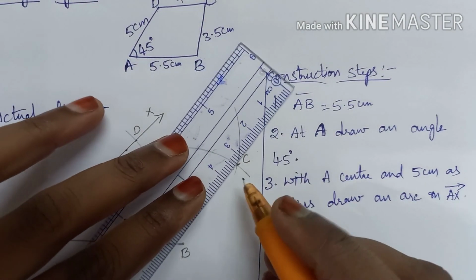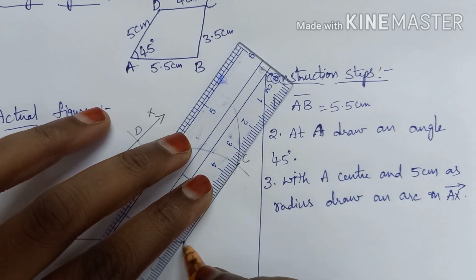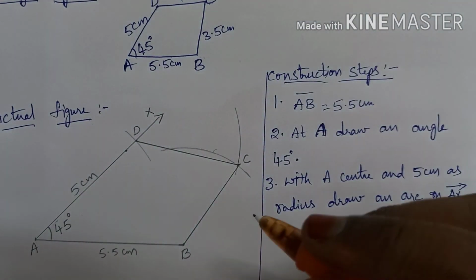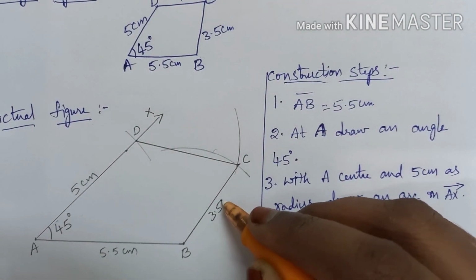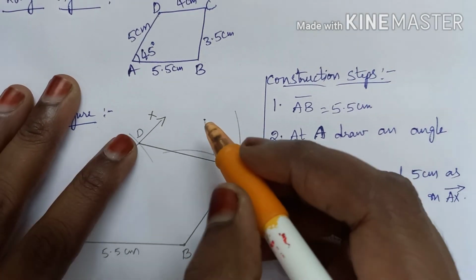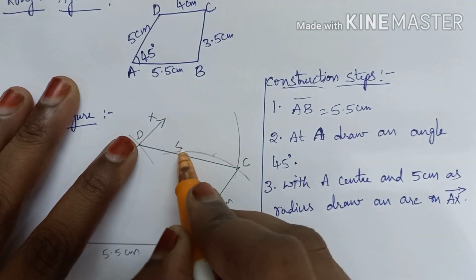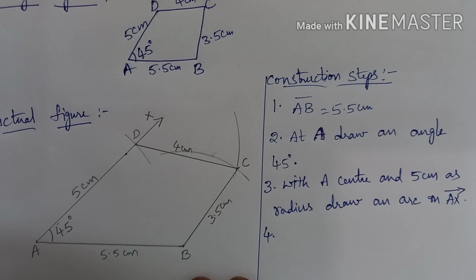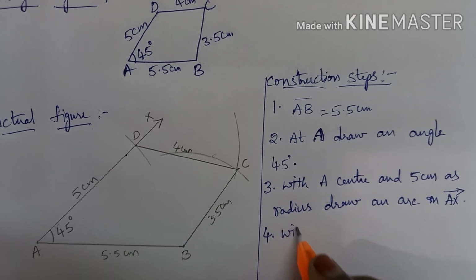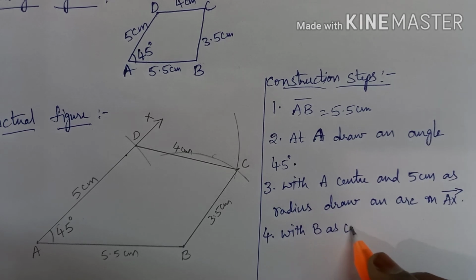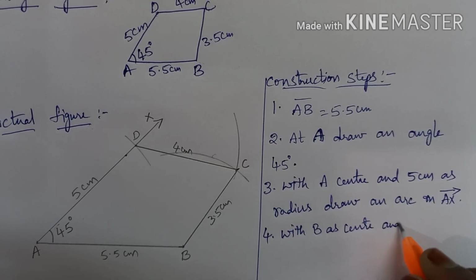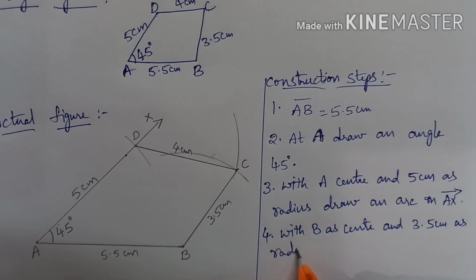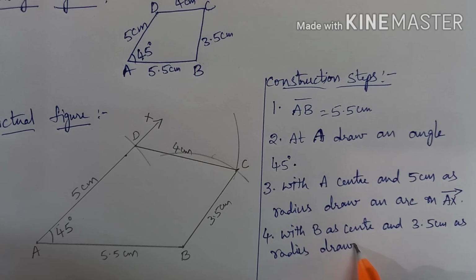So, join B and C, join C and D. So, BC is 3.5 centimeters and CD is how many centimeters? 4 centimeters. So, now again steps. With B as center, and 3.5 centimeters as radius, draw an arc.